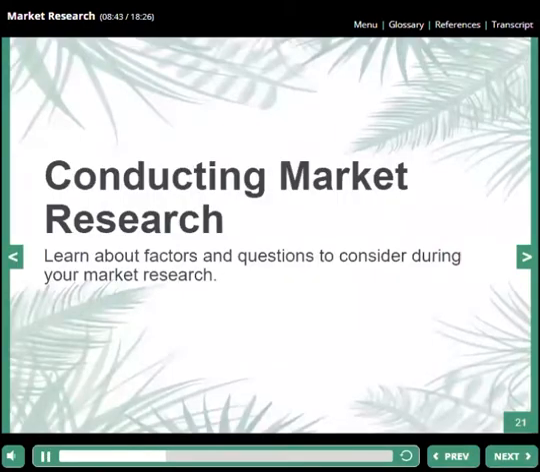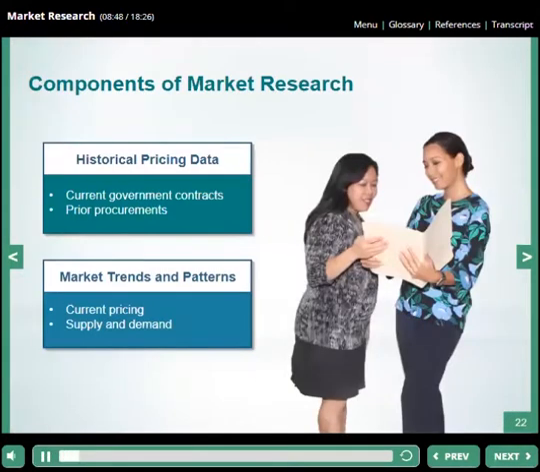Conducting market research. Learn about factors and questions to consider during your market research. There are many factors to consider and questions to ask when conducting market research. But where do you begin? What questions should you be asking?